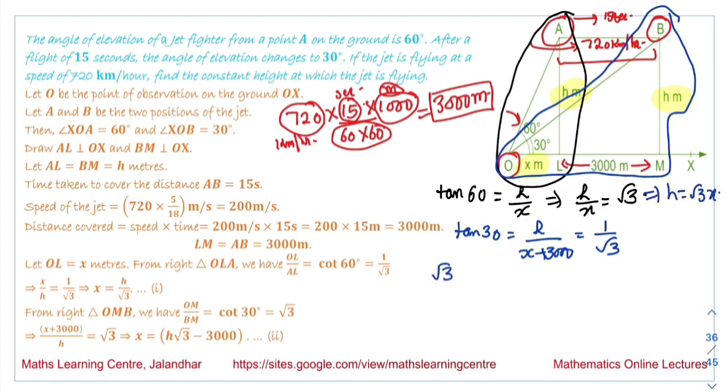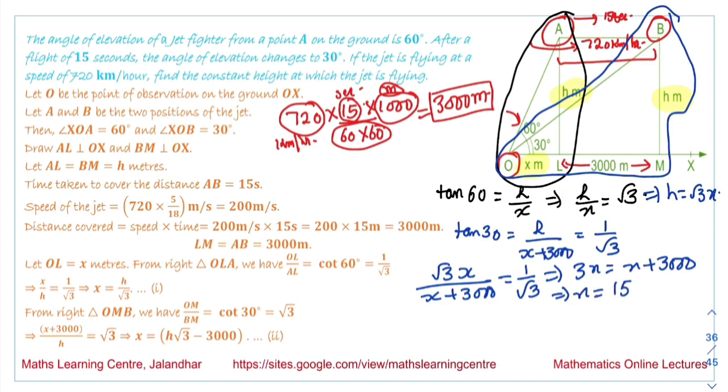So we get root 3 times x over x plus 3000, that is equal to 1 by root 3. So we get 3x is equal to x plus 3000. This gives us x is equal to 1500 meters. So we are saying this length is 1500 meters.